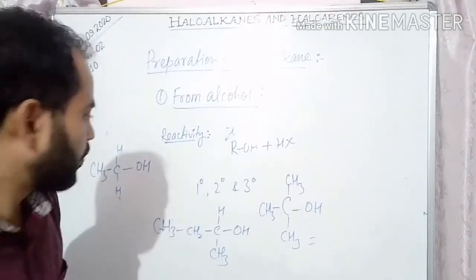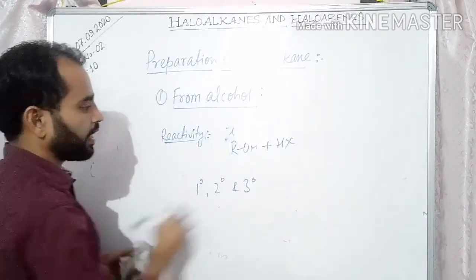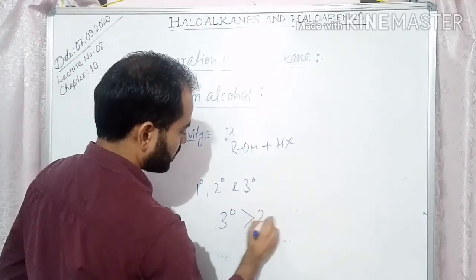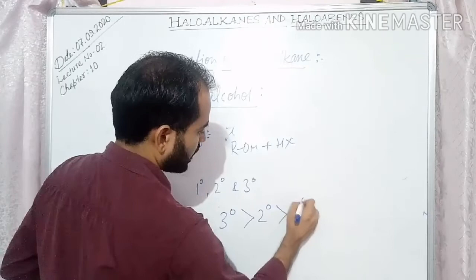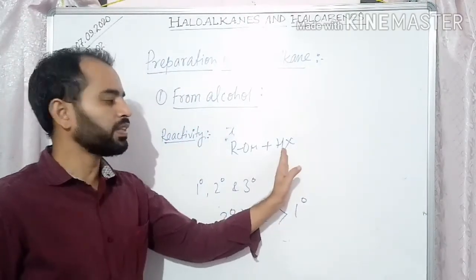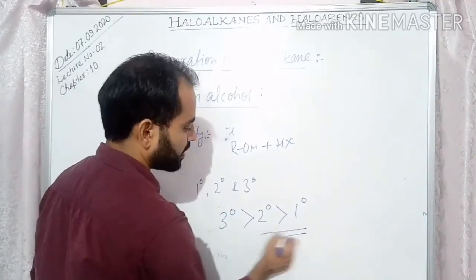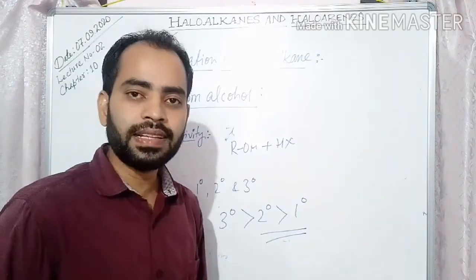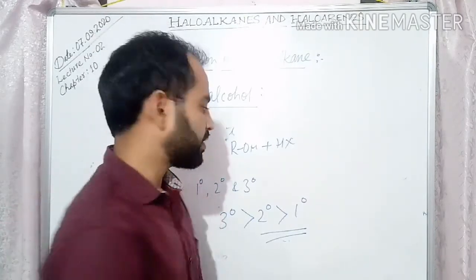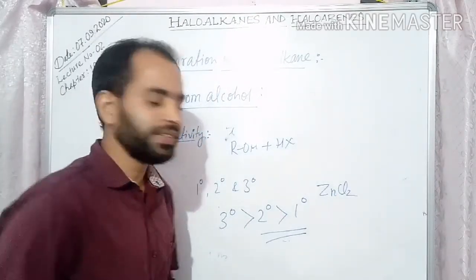So what we have to see, in the reaction of alcohol with halogen acid, the reactivity is tertiary more reactive than secondary and than primary. That means tertiary alcohol easily reacts with concentrated halogen acid. But in case of primary and secondary, we have to use the catalyst. As we have already seen, which catalyst have we used? That is zinc chloride, ZnCl2. Hope it is clear to everyone.